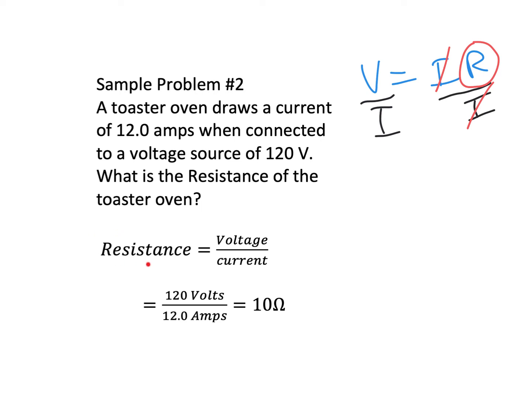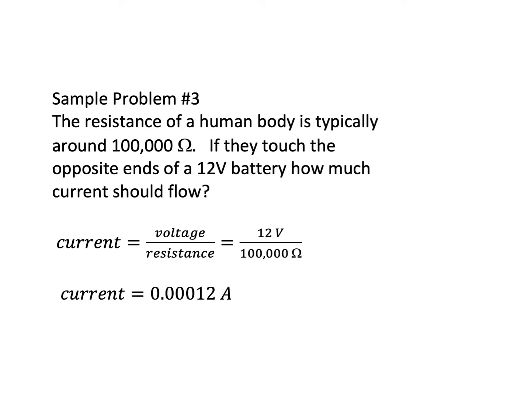And so I can see I've written that out in words here, and I just plug in the numbers. 120 volts divided by 12 amps of current. That gives me 10 ohms of resistance. And remember that funky omega, that's just a symbol that means ohms, the unit for resistance. Let's look at another example.